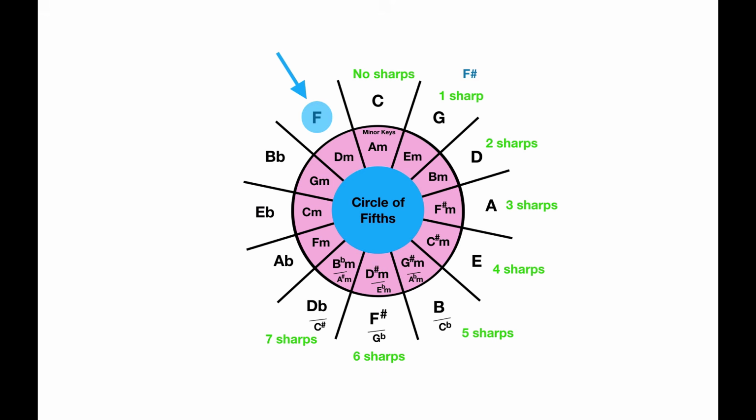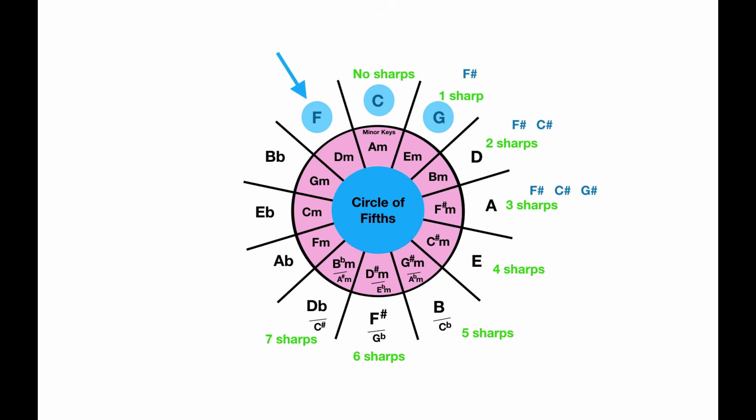If we now move to the D major scale, the key of D major has 2 sharps in it. So we move clockwise around the circle. So the D major scale will have an F and a C sharp in it. If we now want to look at the A major scale, it's got 3 sharps in it, so that will be F, C and G sharp. Again, we're just moving clockwise around the circle.